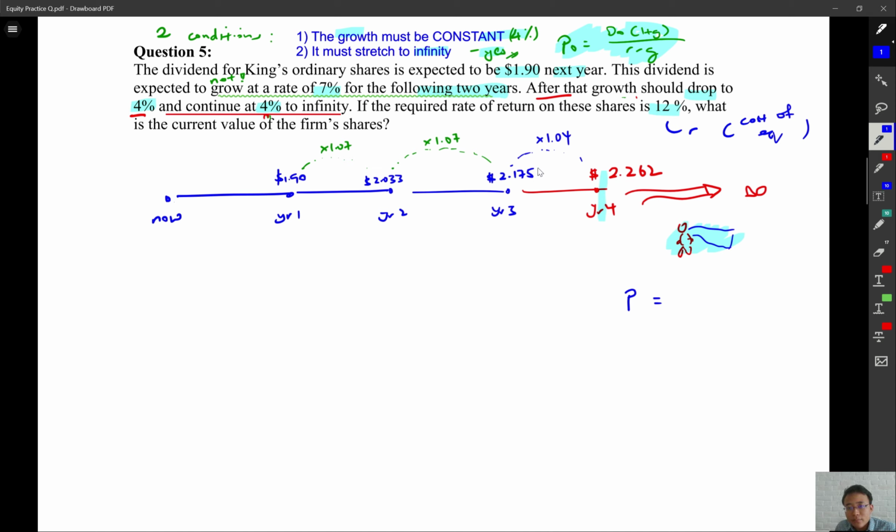D0 actually works out to be this, because when I'm at this part, one period back, this can be considered as D0. So you put it like this, times 1.04. We already worked out the amount. Divide by R, 12%, minus G, 4%. So what do I get then? 2.175 times 1.04 divided by 0.08. You get this.